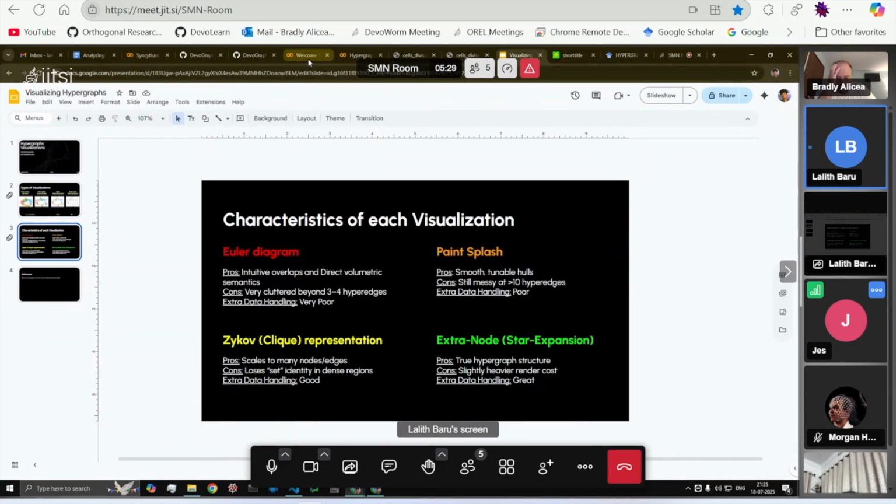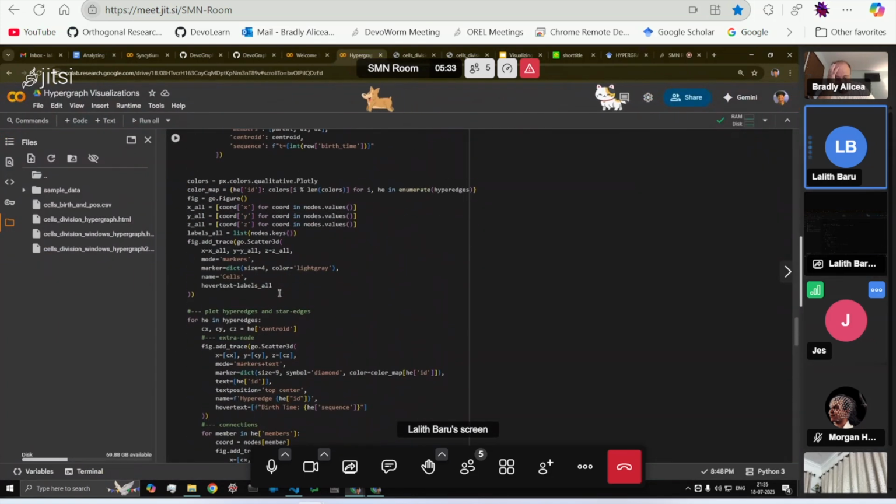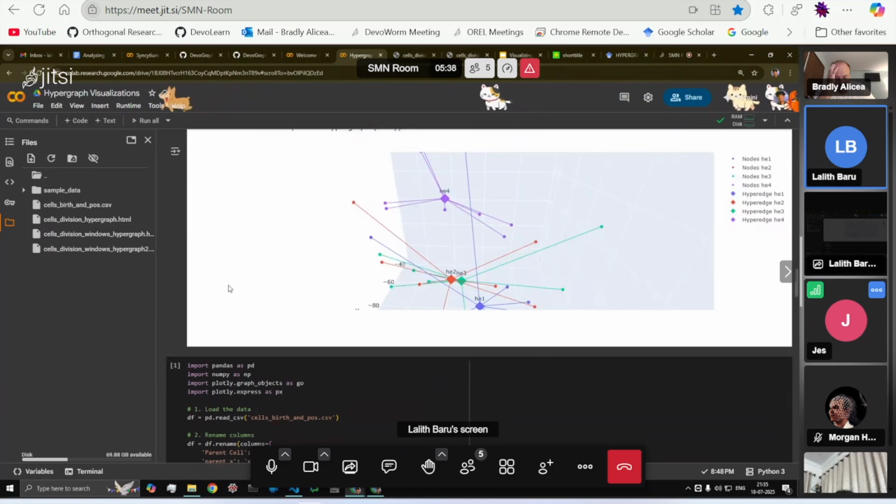So I actually pushed the code and probably I'll show it. So this is the data which I have used, which is the cell birth and time position data.